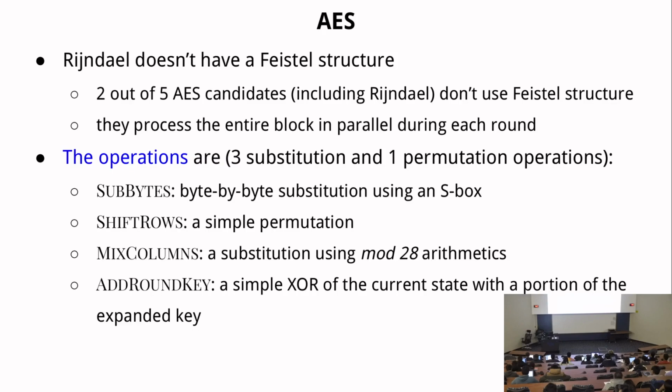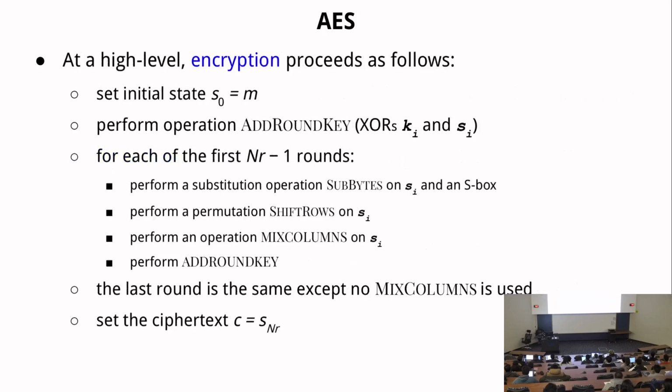There is also mix columns. That's also a substitution using mod 2^8 operations. Also, add round key is a simple exclusive OR of the current state with the subkey. That's actually the only step that uses the key. All the other steps don't really have anything to do with the key.